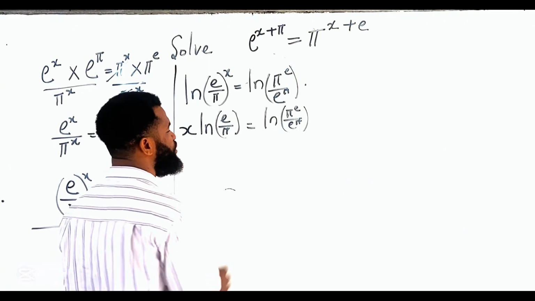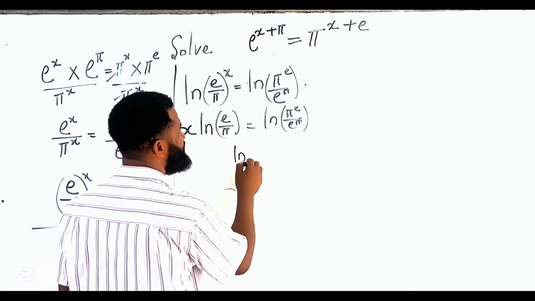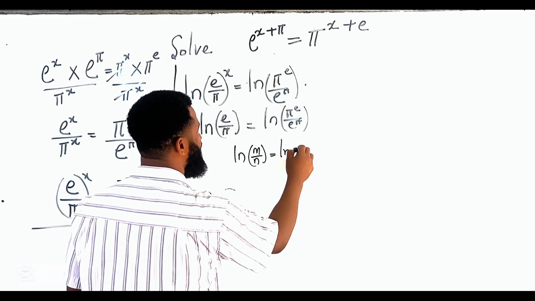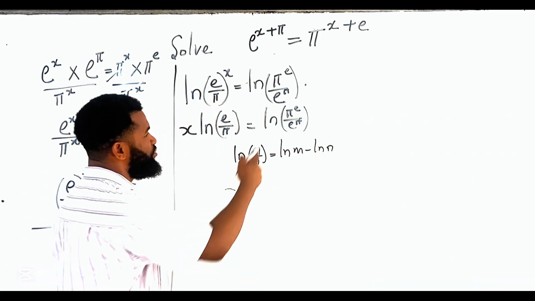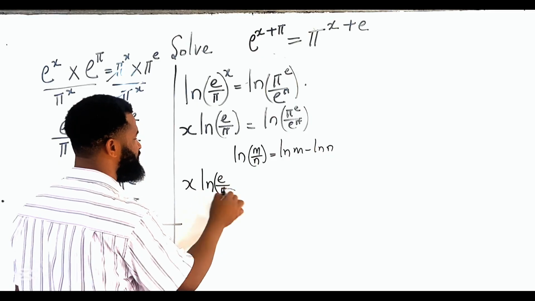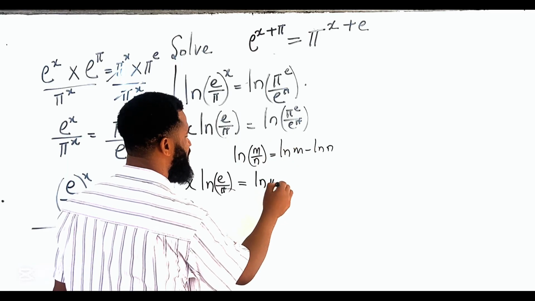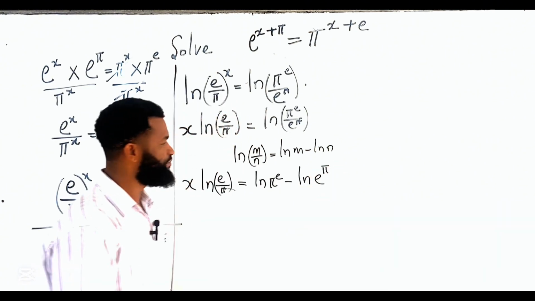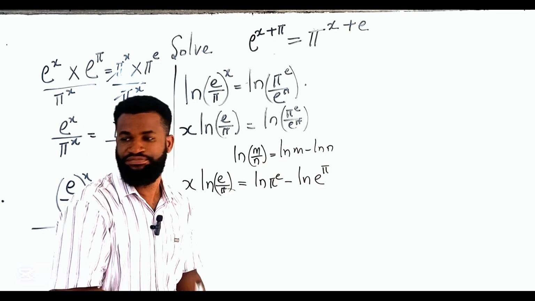The next thing I'm going to do is to break this one down using the division law. If you have ln of m divided by n, it is going to be ln m minus ln n. So this is true. In that case, I'm going to have x ln e over pi, which is equal to ln pi raised to power e minus ln e raised to power pi. I am applying this principle: division will break them down in subtraction form.